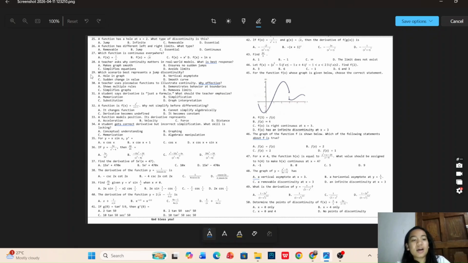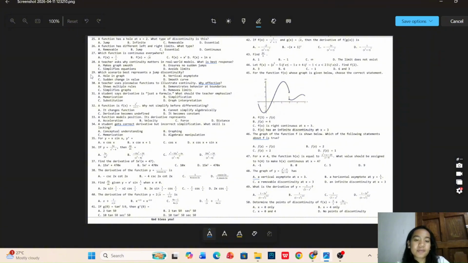Number 30. A teacher uses piecewise functions to illustrate continuity. Why is it effective? A, it shows multiple rules; B, demonstrates behavior at boundaries; C, simplifies graphs; or D, it removes limits. The correct answer is letter B, or demonstrates behavior at boundaries.